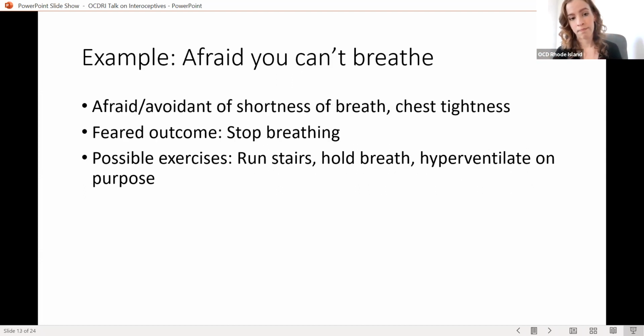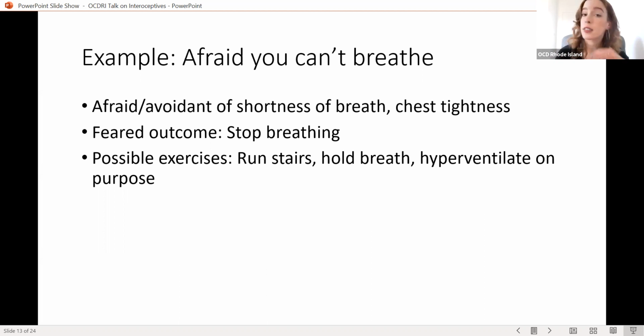All right, so let's put this in terms of an example. Let's say that you're afraid that you're going to stop breathing. This is a pretty common fear in panic disorder, in somatic OCD, which is where obsessive compulsive cycles take hold of somatic bodily sensations. And in health anxiety, this could be a common fear as well. So we would identify the sensations you're afraid of, which is probably shortness of breath, maybe some chest tightness, shallow breathing. Your feared outcome in this case would be that you would stop breathing, of course.